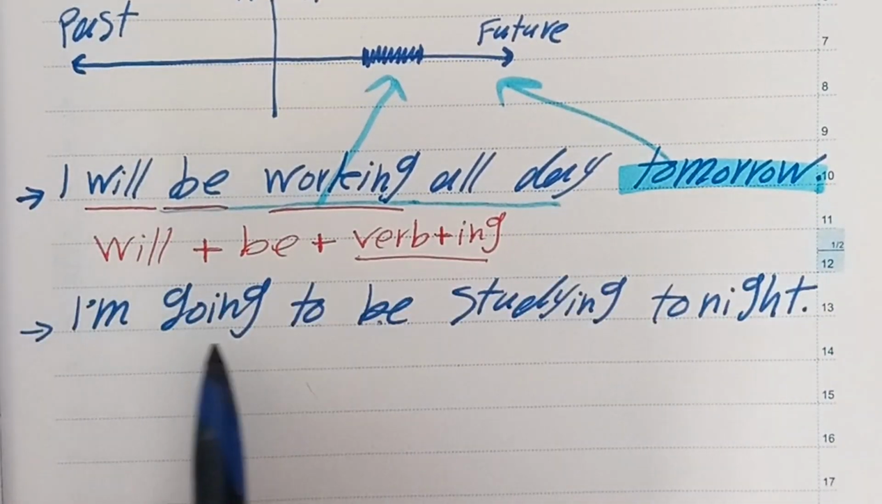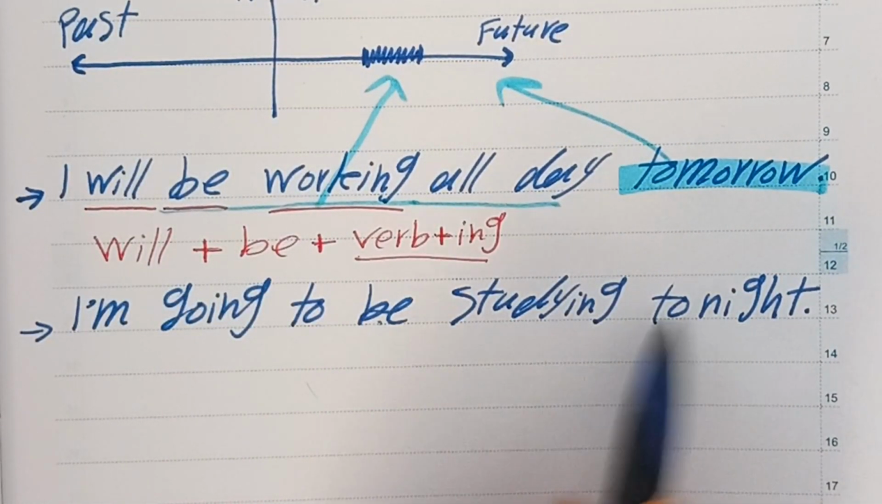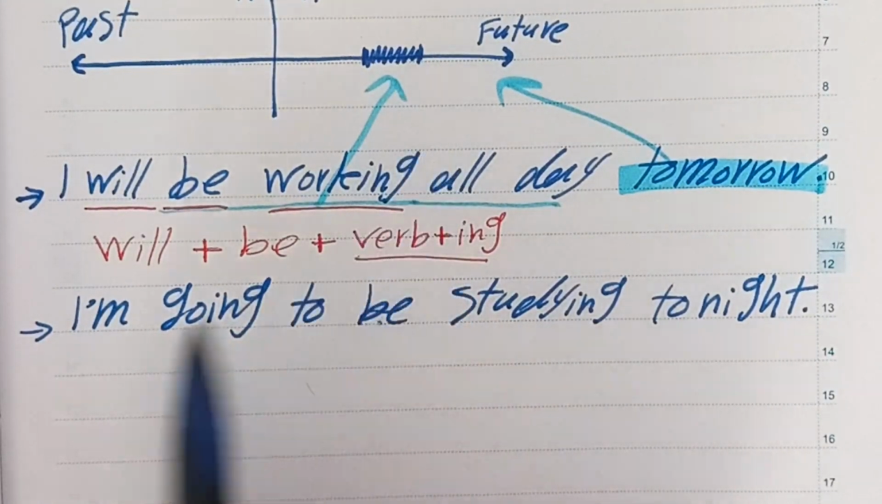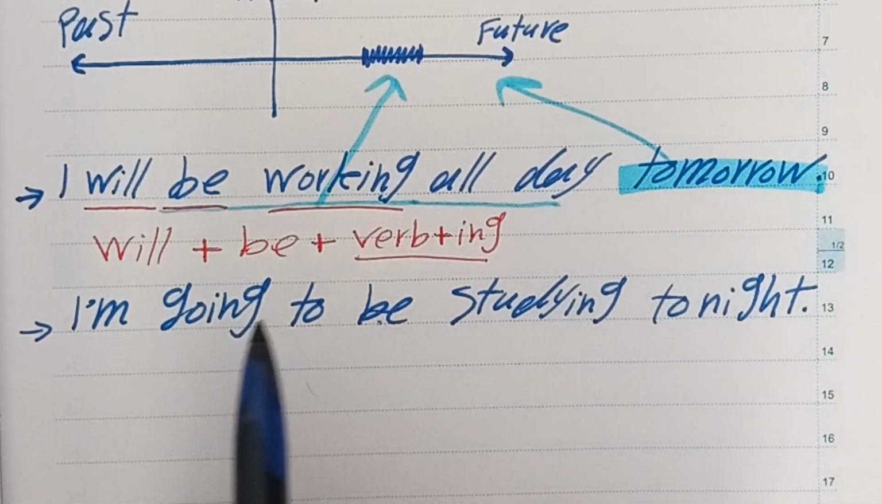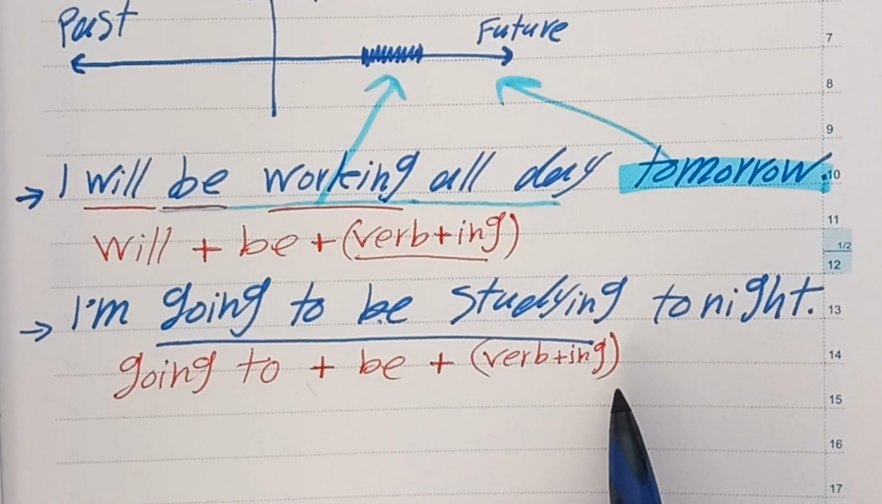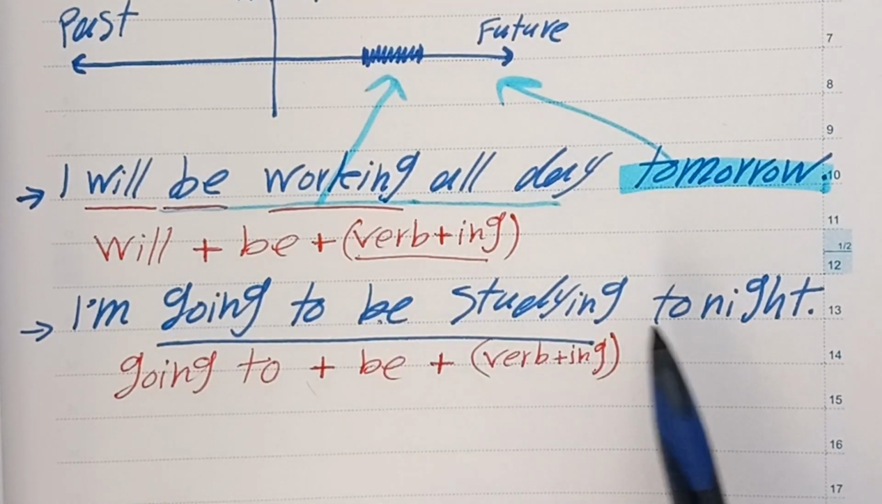For example, I'm going to be studying tonight. So tonight is in the future, right? I'm going to be studying. Going to plus be plus verb ing. I'm going to be studying tonight.